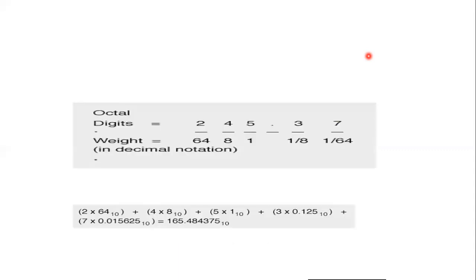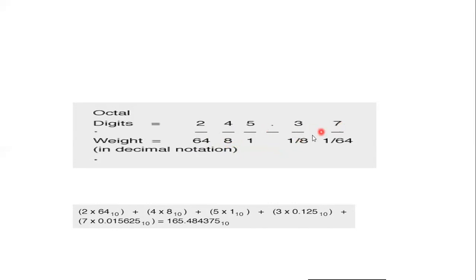The next step. Suppose decimal numbers are given, a number with a fractional part. Again, the same, from right to left: 5, this is 8 power 0, so 1; 4 into 8 power 1, 8 power 1 is 8; then 2 into 8 power 2, 8 power 2 is 64. Therefore 64 plus 8 plus 1. So 64 plus 8 plus 1, so 65, 73.